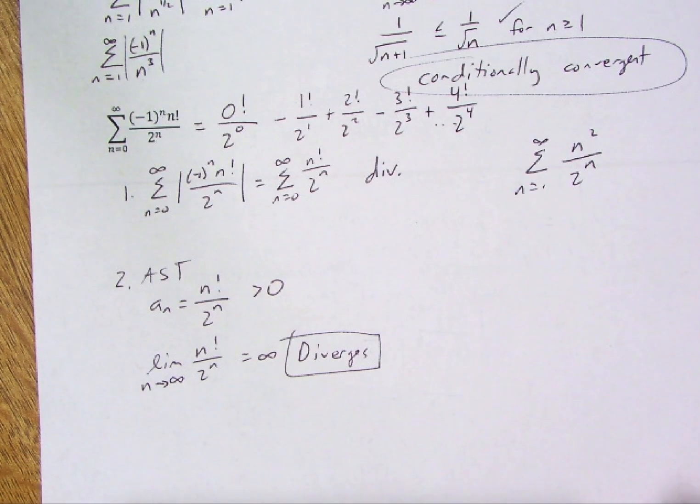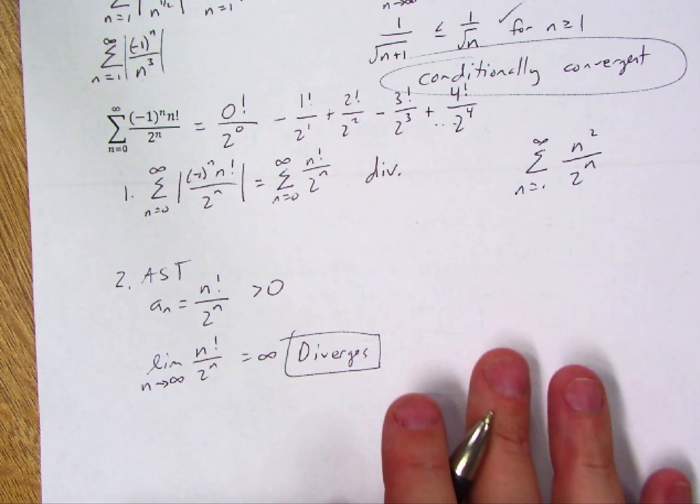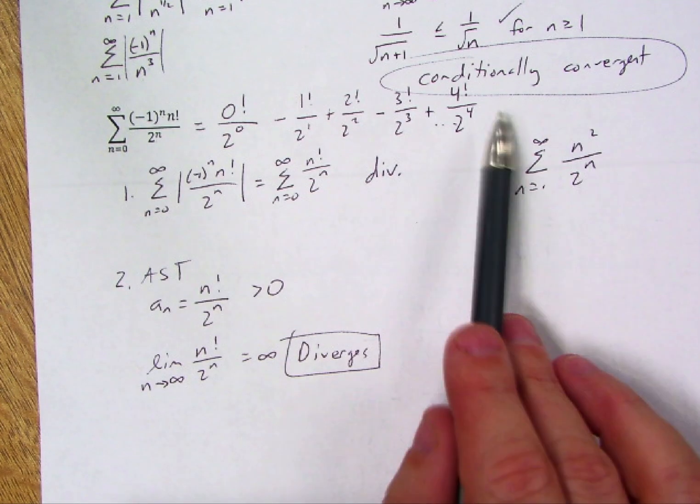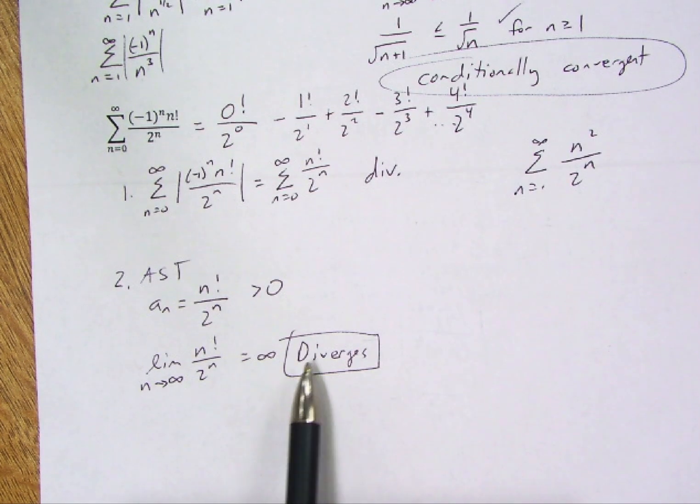So with alternating series, you have 3 things that could happen. It could be absolutely convergent, it could be conditionally convergent, or it could be divergent from the get-go.